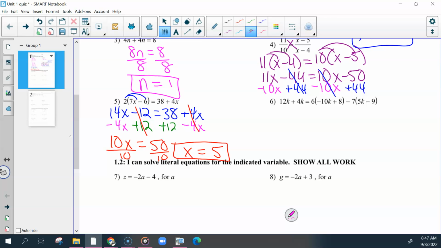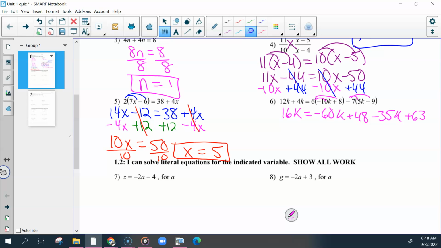Number 6 was similar, but you had to distribute twice. The most common thing I saw here was multiplying the negative and the negative, and some of you still got a negative, and that messed everything else up. So be careful with your signs. And when you're combining like terms, do whatever it says, not the opposite. So 16k equals negative 60k plus 48 minus 35k plus 63.